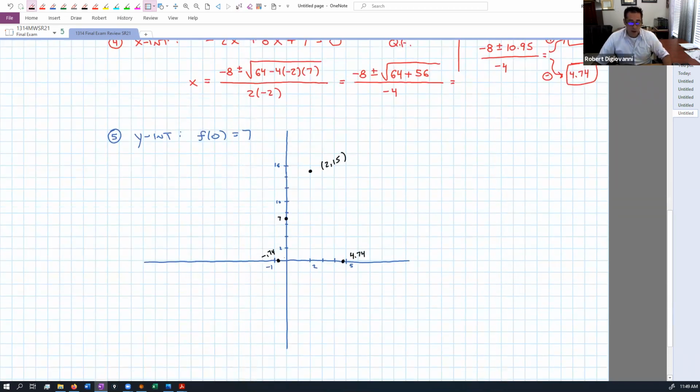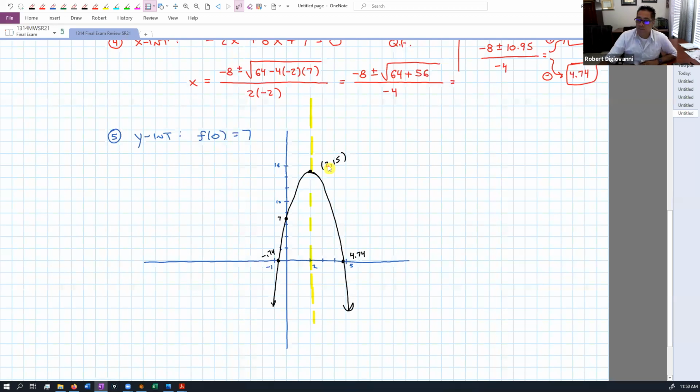And now I just draw my parabola. Remember, you have this axis of symmetry, and so it should look like a mirror image of itself over that. So nice and curved, come down through here. Make sure it's not a V. There we go. Okay, good. Questions?